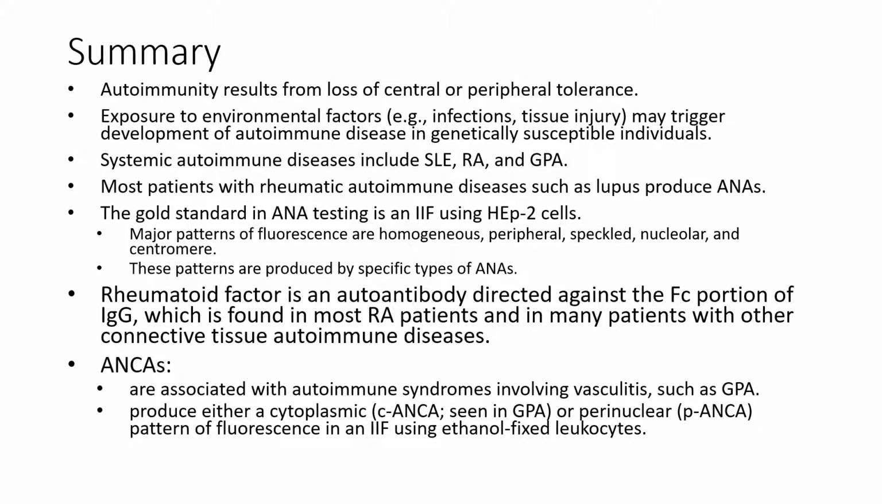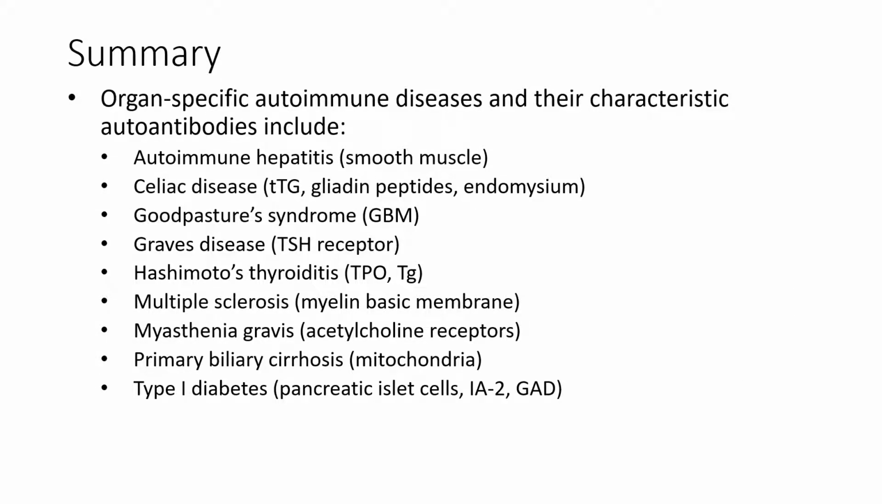You have the rheumatoid arthritis, which is directed against the Fc portion of the IgG, and the glomerular disease that attacks the cytoplasmic granules of white blood cells. Organ-specific diseases that we went over are listed here, and we have the specific antibodies. So again, this is a good study chart for you, as it lists all the antibodies associated with the particular organ-specific pathology.